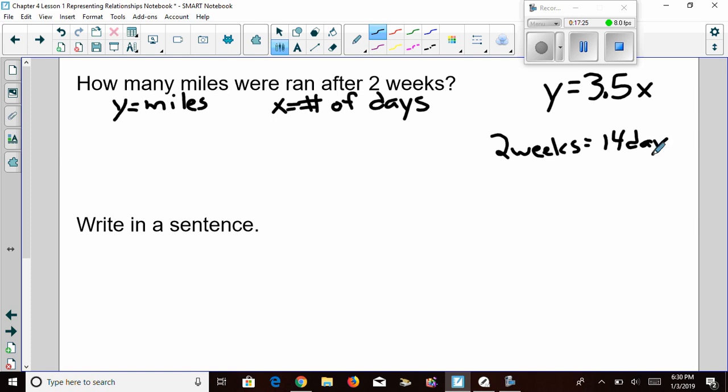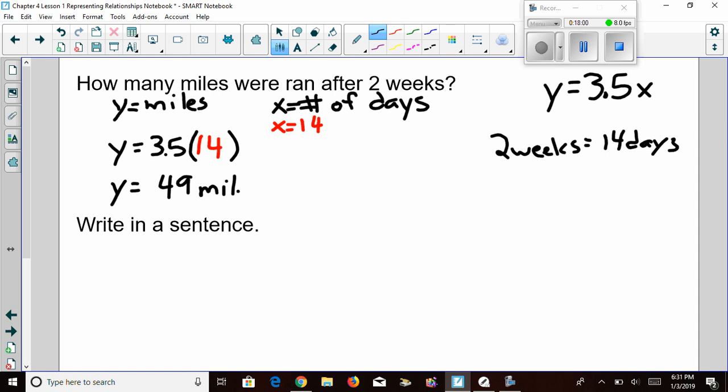So let's plug that in and see what we get. We're going to use that x equals 14. So y equals 3.5 times 14. We can find when we multiply that together, 3.5 times 14 is 49. So in 2 weeks, 49 miles were ran.